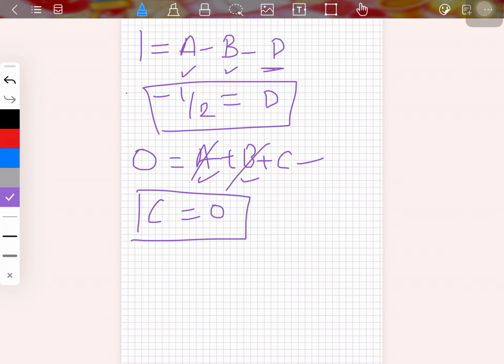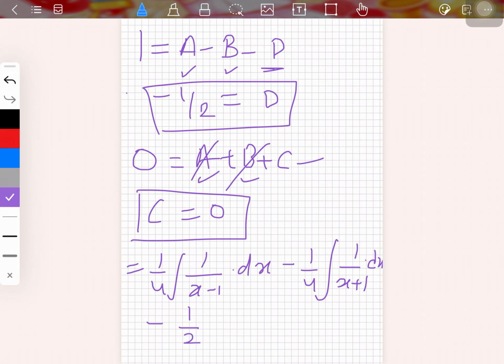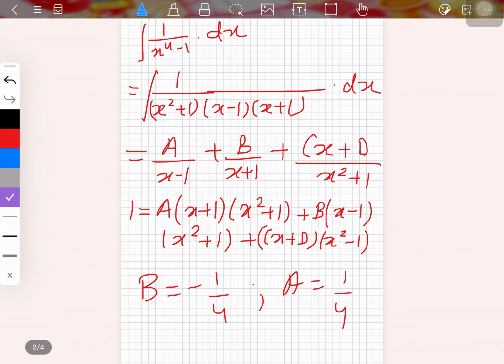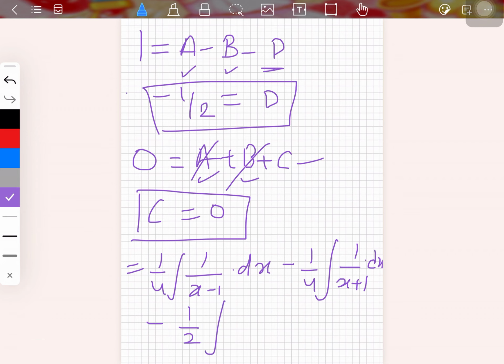And now it's just simple integration. So let's integrate. What is a? It's 1 over 4. So since it is constant, it gets removed. 1 over 4 integrating 1 over x minus 1 dx, minus 1 over 4 integrating 1 over x plus 1 dx, and then minus 1 over 2. C is 0, so it makes no difference. So d is minus 1 over 2. So minus 1 over 2 integrating 1 over x square plus 1. 1 can be written as 1 square as well. And you will understand the reason why I'm representing 1 as 1 square.